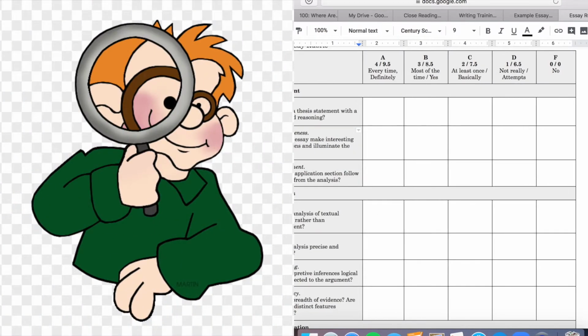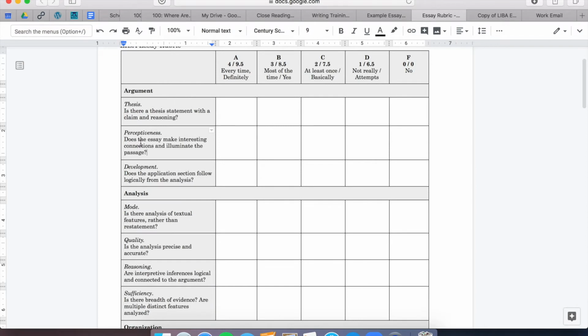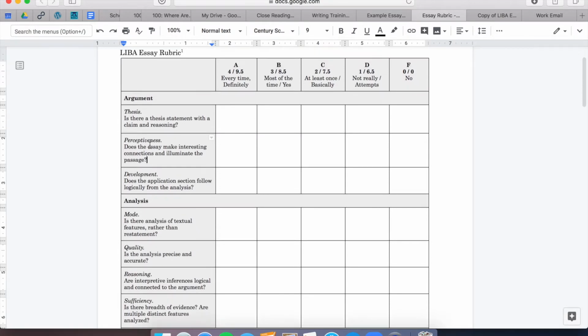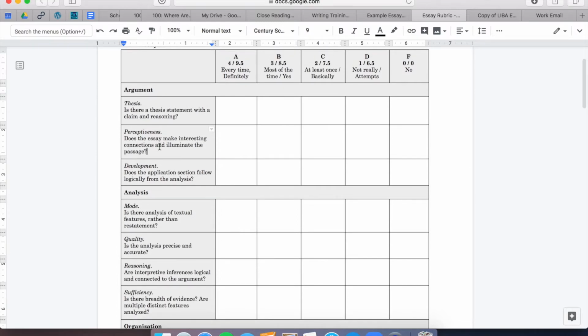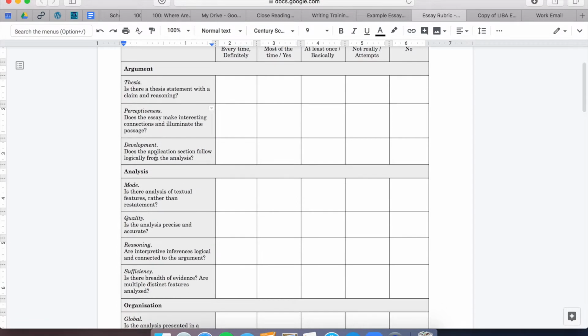The first one I want to comment on is perceptiveness. So the question I have here is, does the essay make interesting connections and illuminate the passage? One thing that you will see with close reading papers is that it is not uncommon for most students to get to a point where they can make a basically acceptable close reading analysis, but it doesn't necessarily get very ambitious. It doesn't take any interpretive risks. And so this category helps to differentiate the paper that really wows you with an insight that you didn't notice before and is filled with good observations versus those that do the basics but don't really notice anything that isn't on the surface or just beneath the surface.